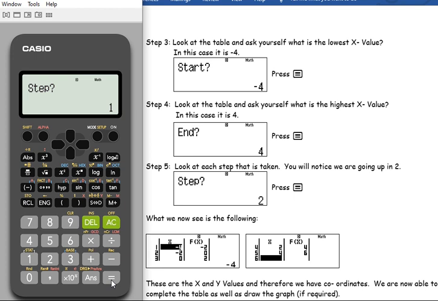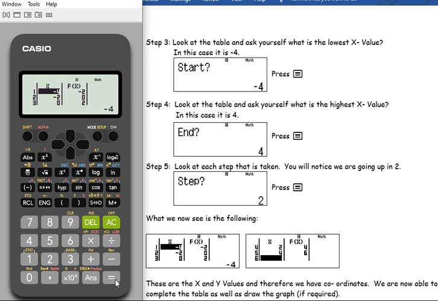We went up and we looked at our table again and we noticed that every time we took steps, we were increasing by values of 2 steps at a time. So therefore, our step or our interval is going to be 2. Press equals.